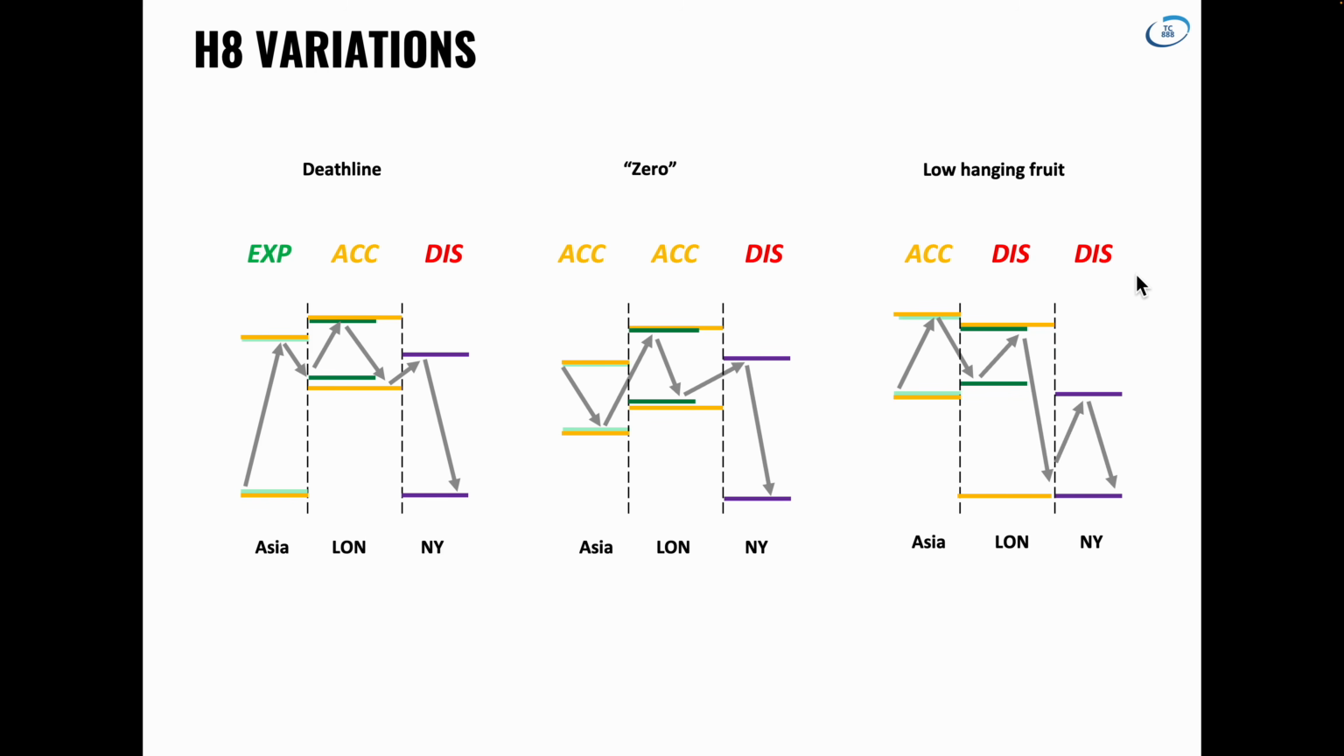Or a low hanging fruit situation. Potentially Asia accumulation, then already London breaking down, distribution, coming into New York session, pullback, still in breakdown, continuation back to the low of the day. Accumulation, distribution, distribution. So critical is to keep that in mind, and especially to watch the rotation pivots.